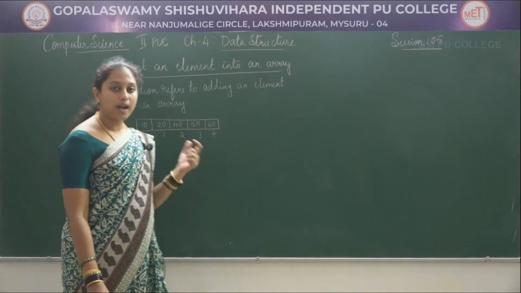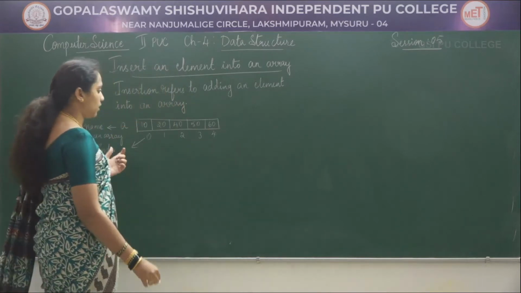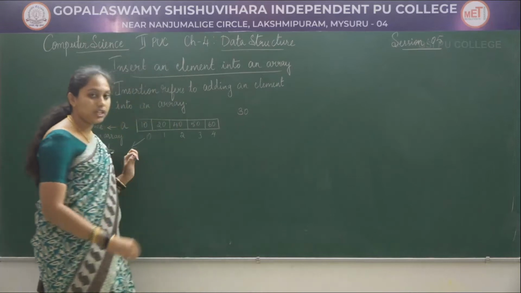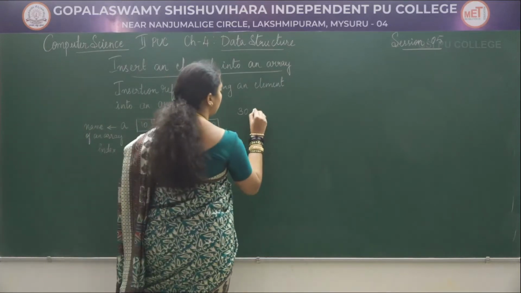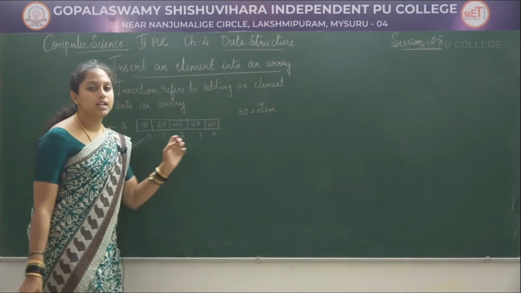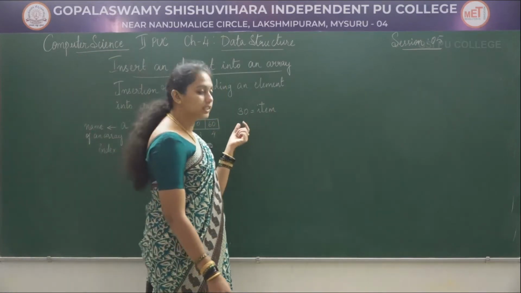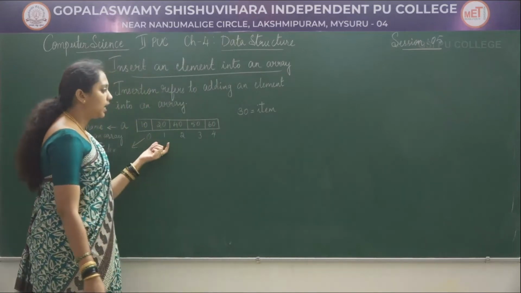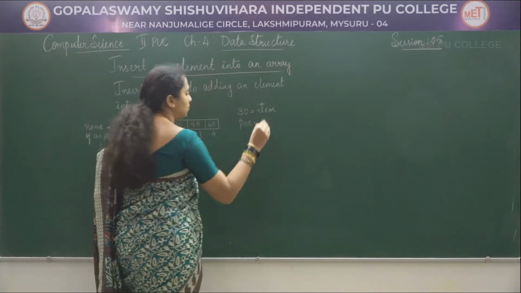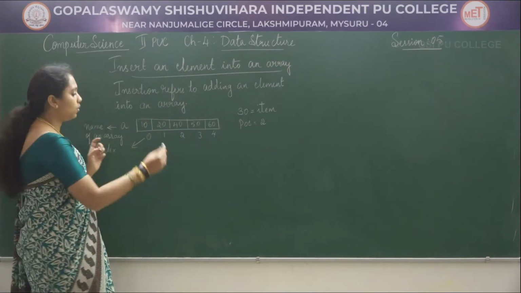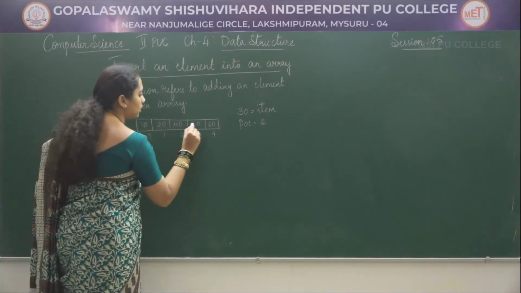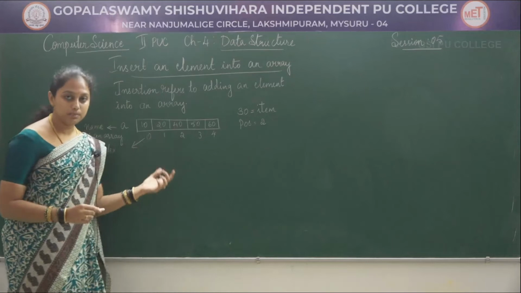So if I want to add an element called 30, this element is called an item. I want to insert an item called 30 into an array at position 2. Position 2. So A is the array, and it has the elements 10, 20, 40, 50, 60.